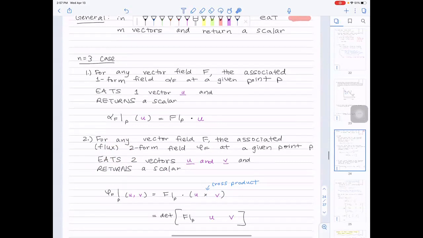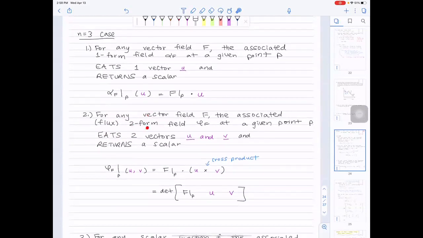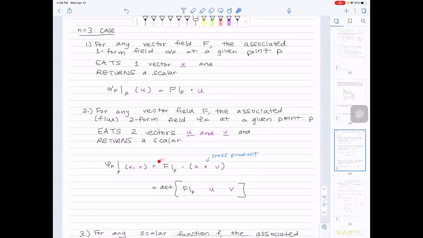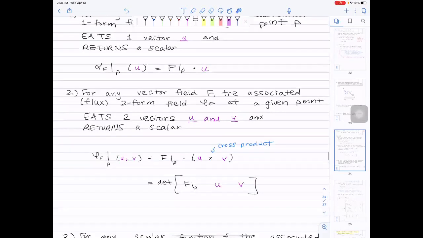How do you compute that? Like, how do you compute a flux 2 form eating a vector? Well, we can write it as this flux 2 form evaluated at whatever point they give you, dotted with the cross product of our 2 vectors. And we need the cross product of our 2 vectors so that we can get a number and therefore do the dot product.